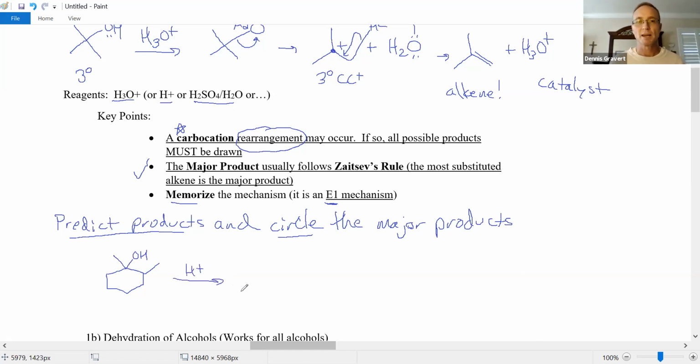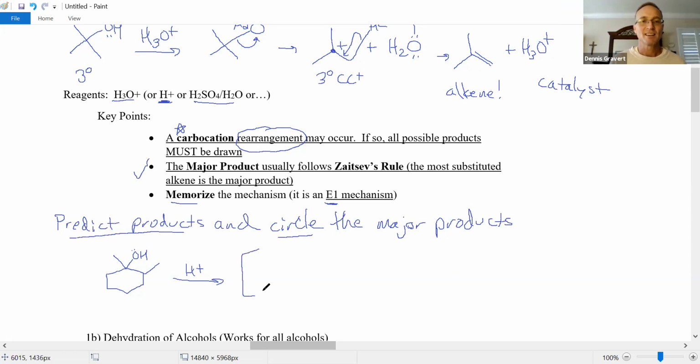Okay, change it up a little bit. Different form of the same reagent, H+. Okay, so predict the products of this reaction, then circle the major products. Might be easier to just go through the mechanism or just mentally do it in your head. The lone pair grabs H+ from water. Water leaves and takes these electrons, that bond, with it.